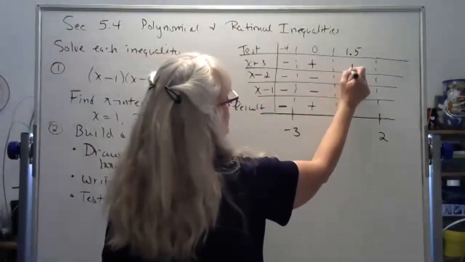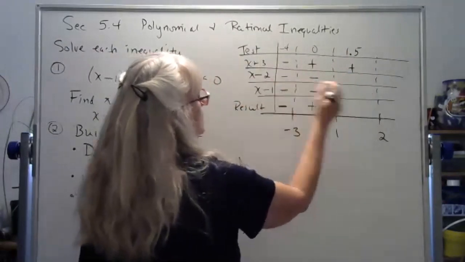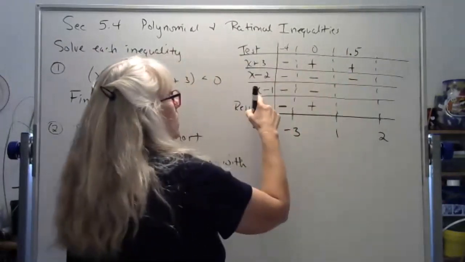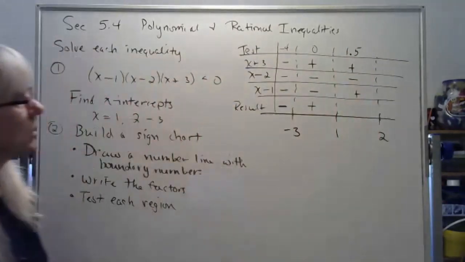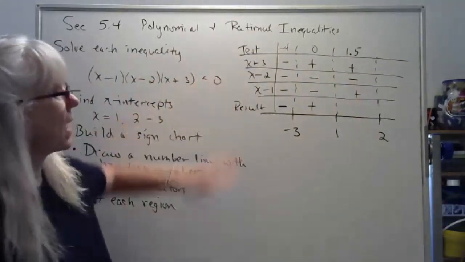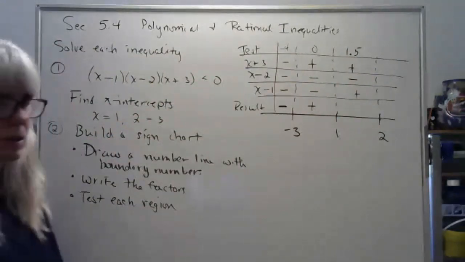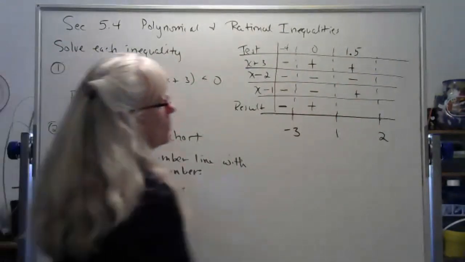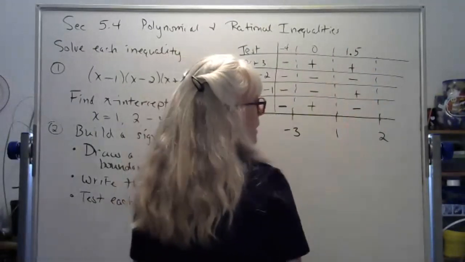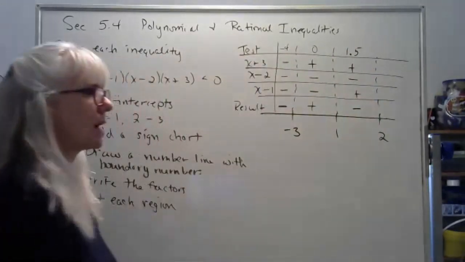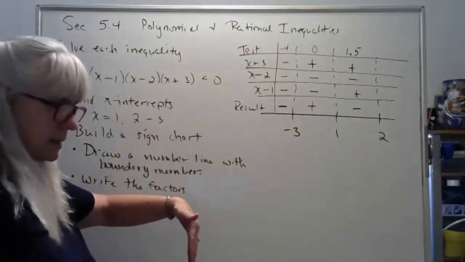1.5 plus 3 is a positive. 1.5 minus 2 is a negative. 1.5 minus 1, though, is a positive. So again, I'm simply plugging in the 1.5 into each of my factors to figure out what kind of sign the answer will have. Well, if you multiply a positive times a negative times a positive, you're going to end up with a negative number. So in that region, the graph has crossed at 1 and is down in the negatives.